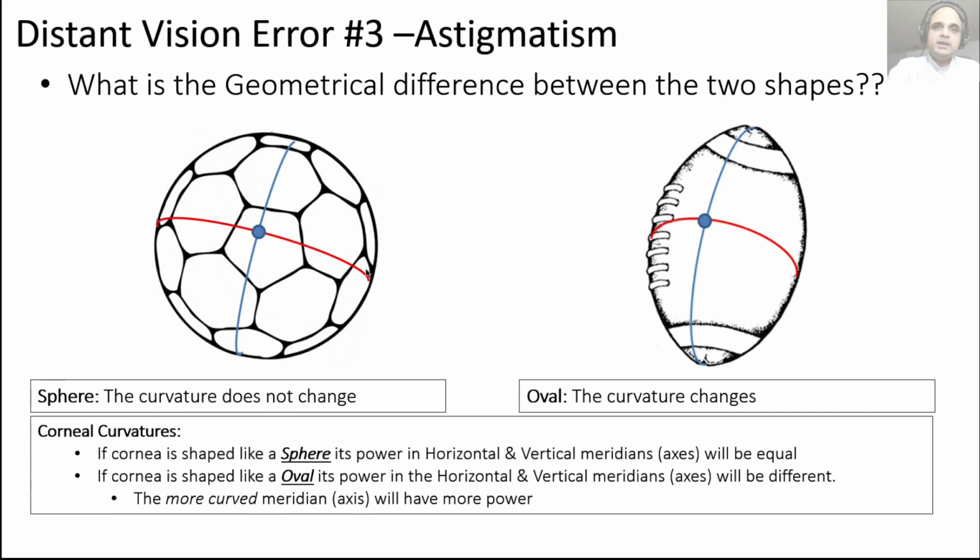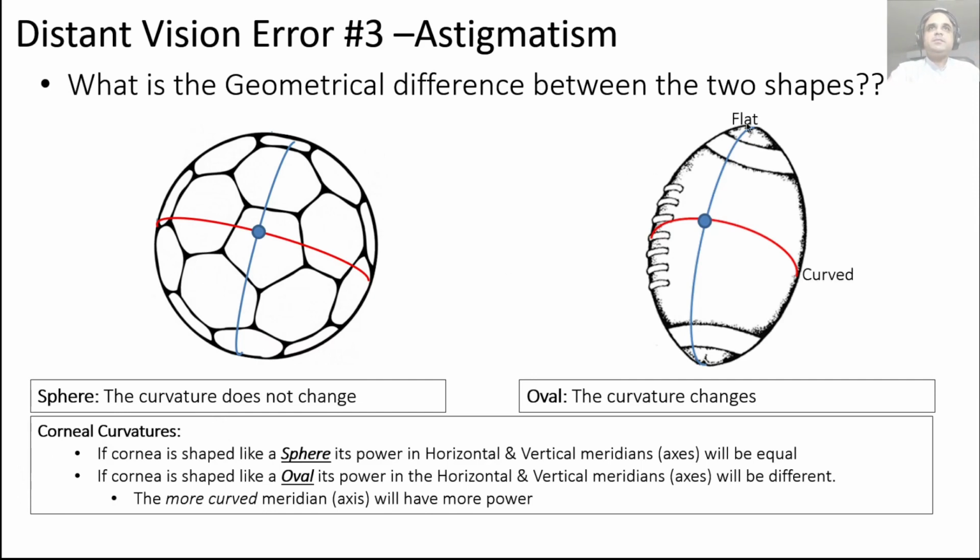If you are an emmetrope, you would have 42 diopters of power along the x and y meridians, or horizontal or vertical axis. However, if your cornea is shaped like an oval, its power would be different in the two meridians, because one meridian as compared to the other would be more or less curved, and the more curved meridian would obviously have more power because it's more curved. It will be sort of thicker along that direction.